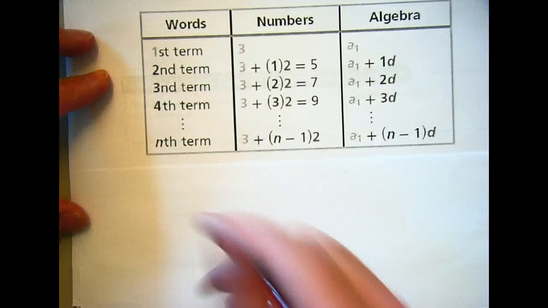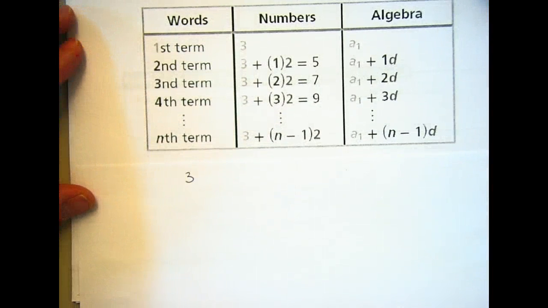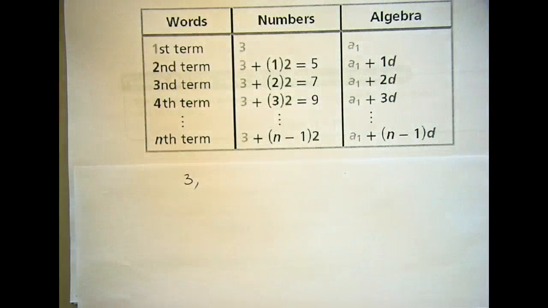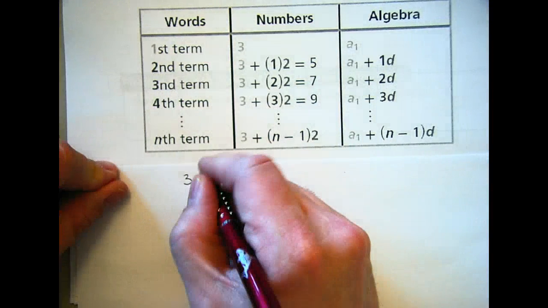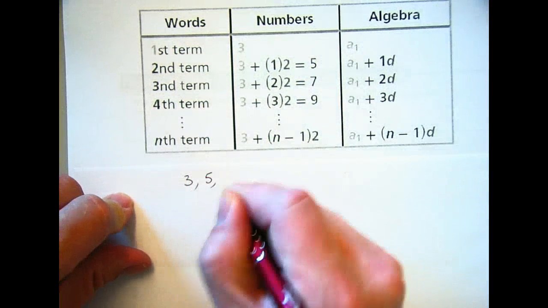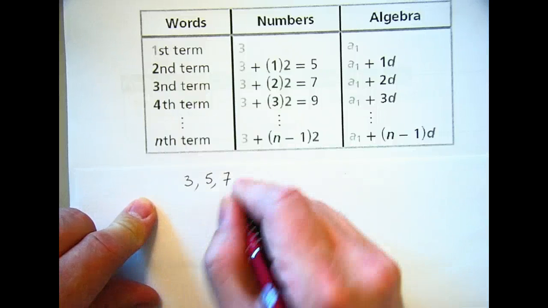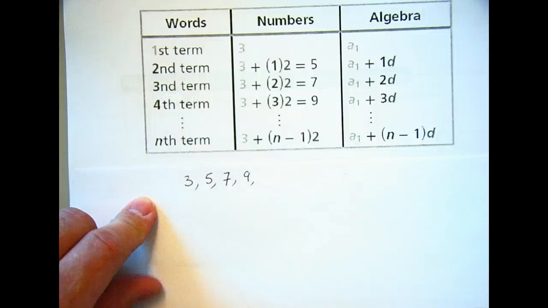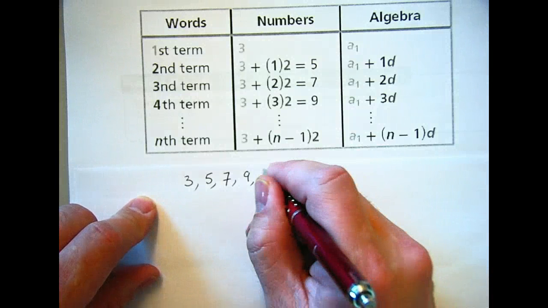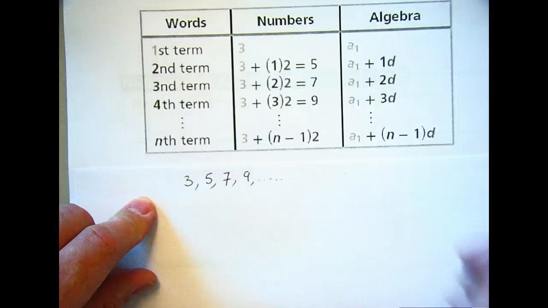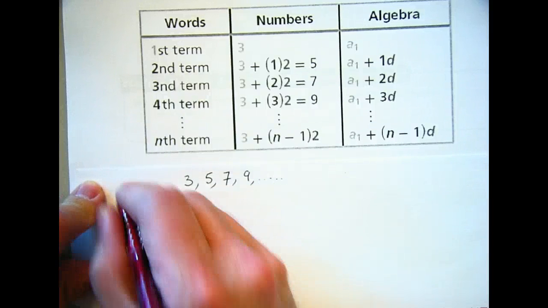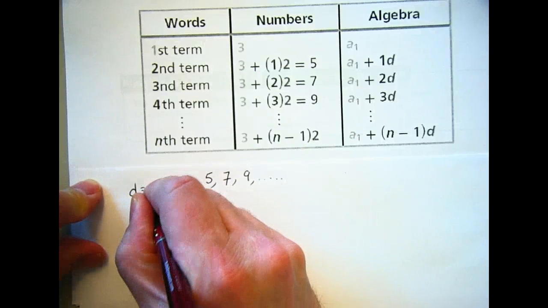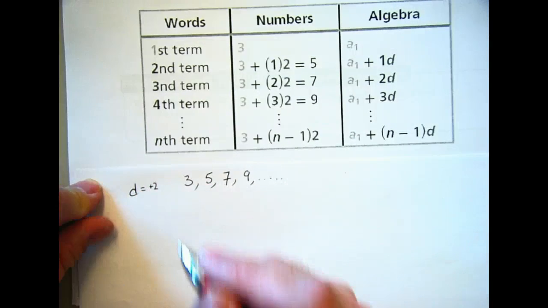Let's say I give you 3, and then the next term is going to be 5, and then 7, and then 9. You guys have it? Okay. What's the common difference? Tell your neighbor. The difference is 2. We add 2 every time.